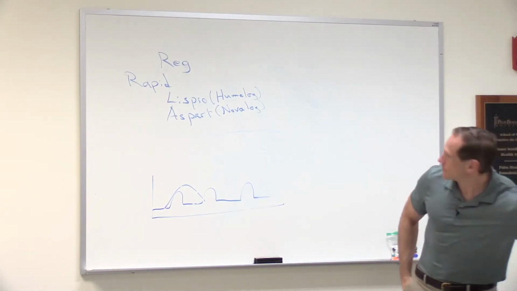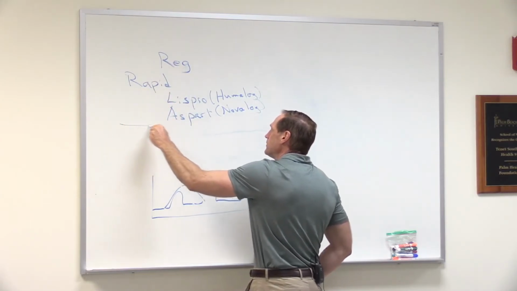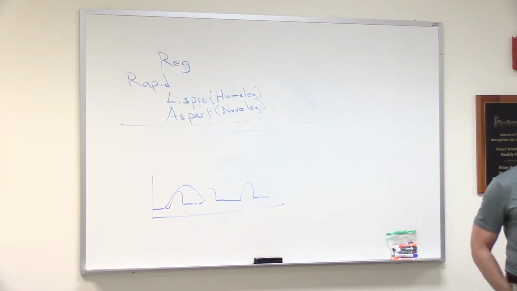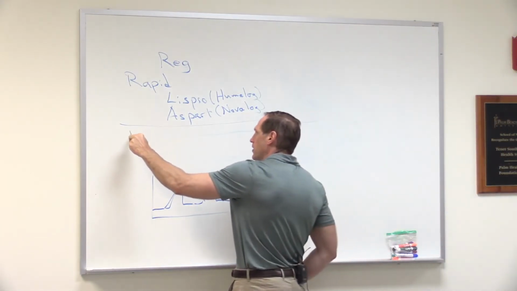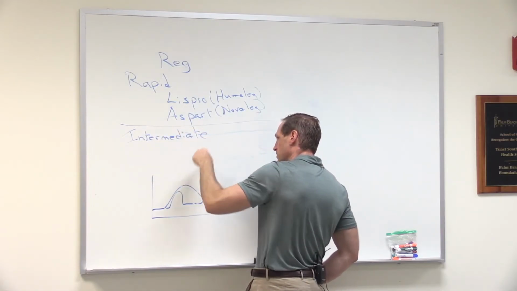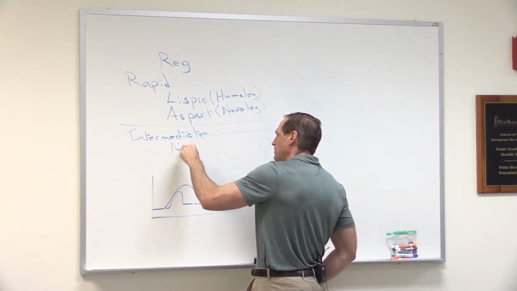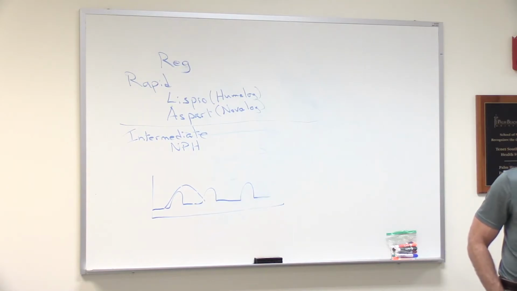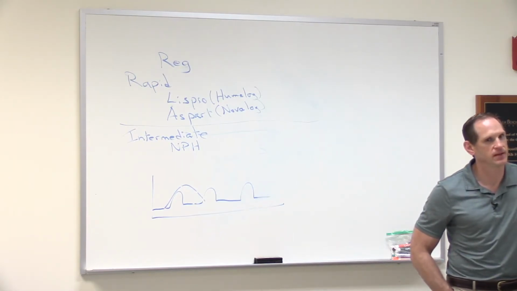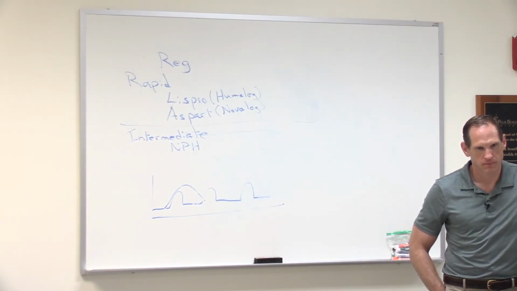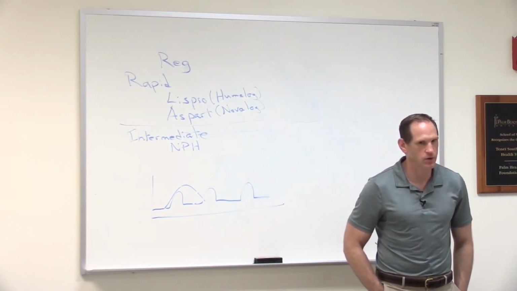All right. So, regular and rapid together are short-acting insulins. Everything else we're going to talk about is a longer-acting insulin. So, the next kind that we call intermediate. There's several different kinds, but really there's only one that's currently being used, and that one is called NPH. You do not need to know what NPH stands for. It's complicated. It works slower than normal.